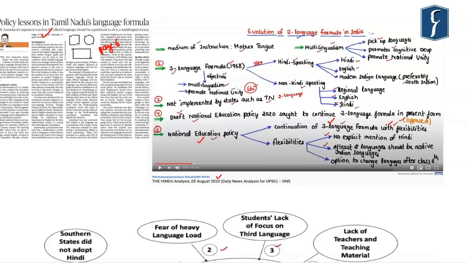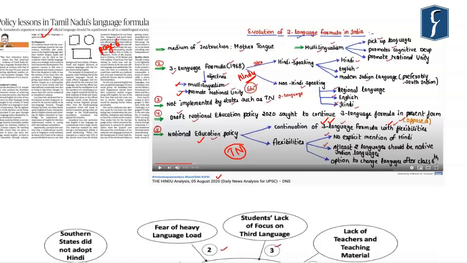The idea behind the continuation of the three-language formula is to promote multilingualism and to promote national unity, wherein Hindi as such can emerge as an official link language between the northern and the southern states. Now, in this particular DNS, we had also highlighted that in spite of the flexibilities provided under the National Education Policy with respect to the three-language formula, this three-language formula has been opposed by some of the states such as the state of Tamil Nadu.